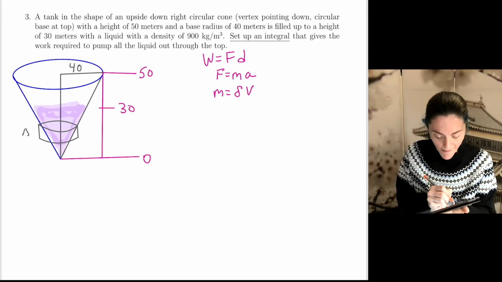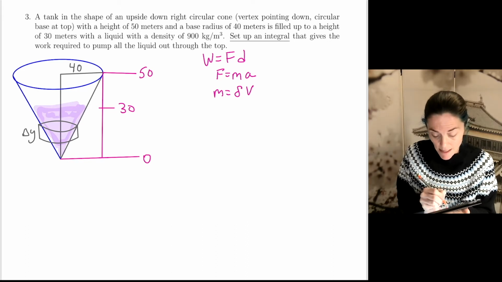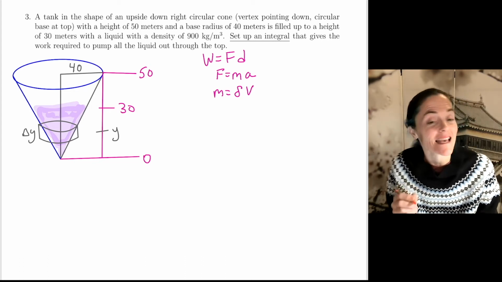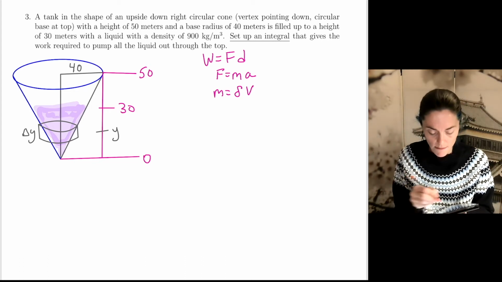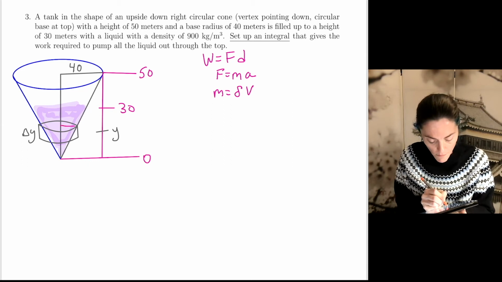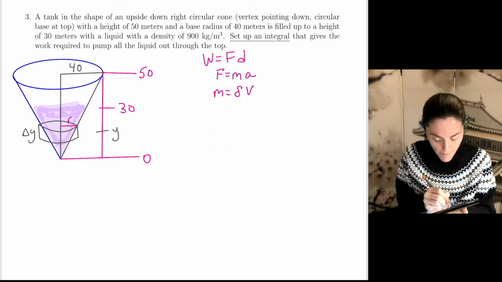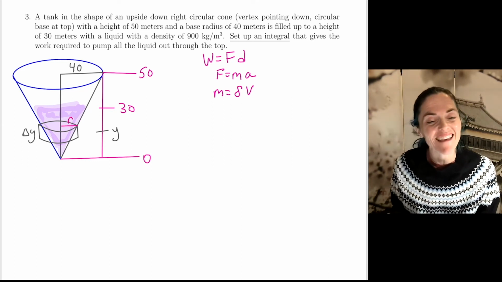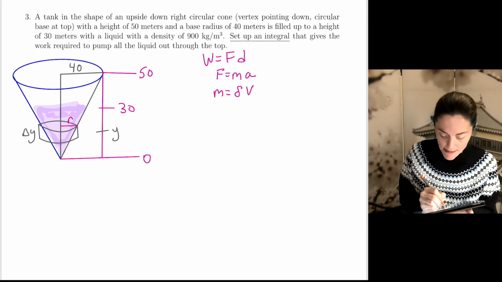Thickness delta y, and the slice is sitting at some height y. Okay, and my slice has its own radius. Maybe I'll make that pink. We have some r. Okay, let's figure out the work for my slice.